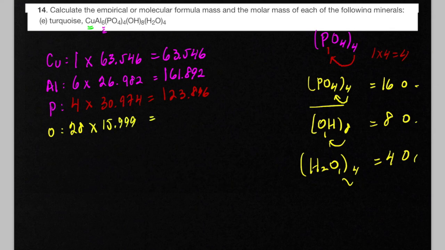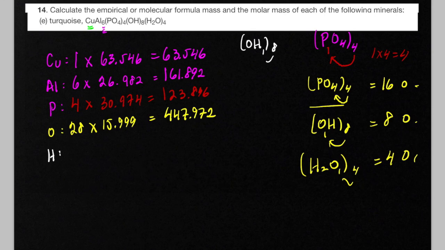Each oxygen has an average atomic mass of 15.999. So let's compute the contribution there. And that's 447.972. Okay, the next element we want to think about is hydrogen. Okay, and let's look again to see where they're located.